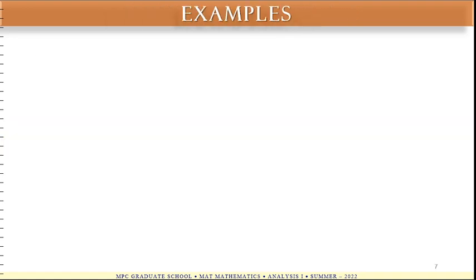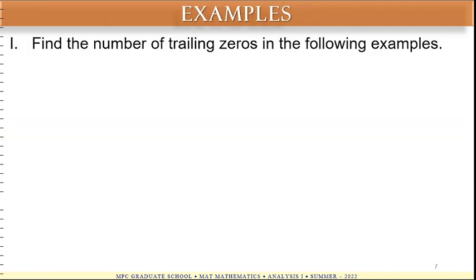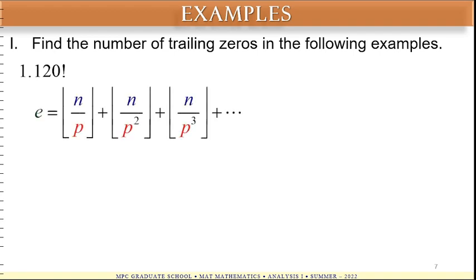Okay? So for us to really understand, let us have an example. Find the number of trailing zeros in the following examples. Let's have example number 1, which is 120 factorial. Since 120 factorial is a large number, we can use the alternative formula to find the number of trailing zeros.